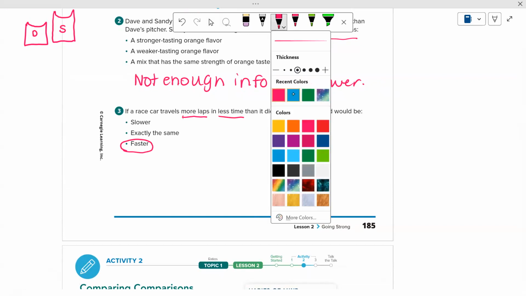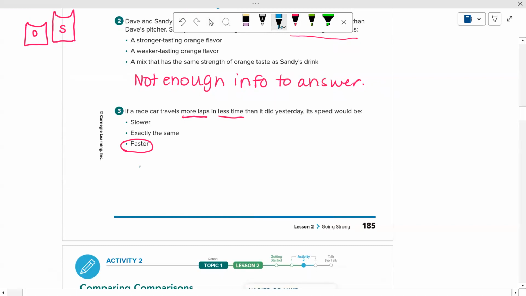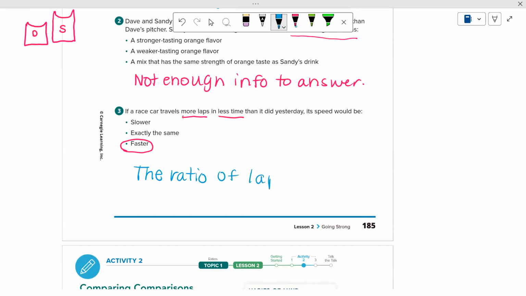Why? We're going to use the word ratio. The ratio. And what are we comparing? Laps to time increased. I'm sorry, my handwriting is a little bit sloppy. The ratio of laps to time increased, so we know it is faster.